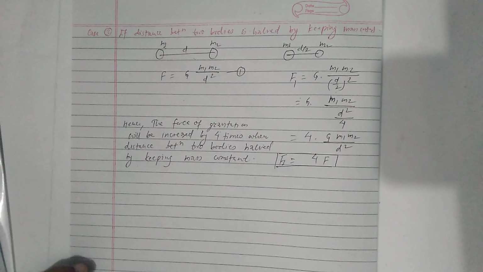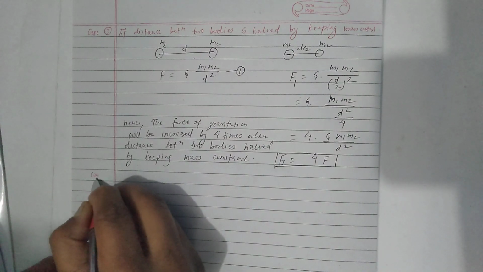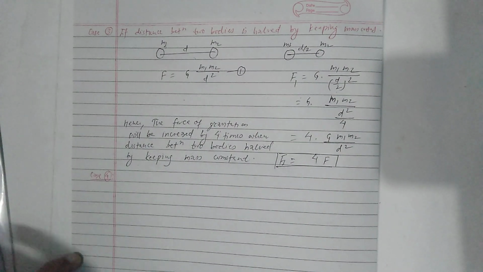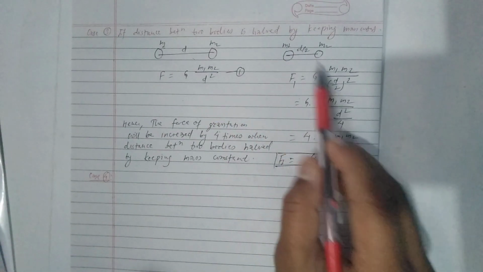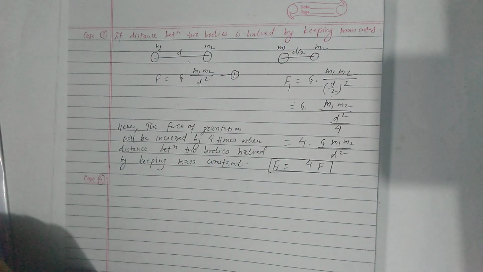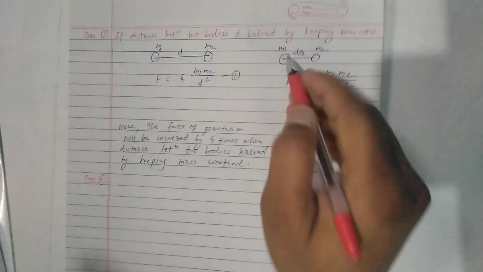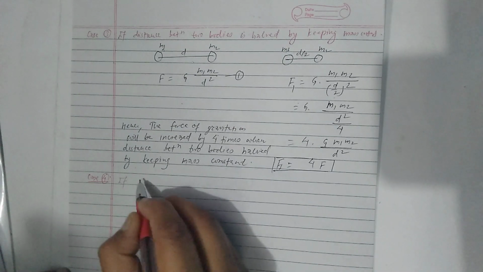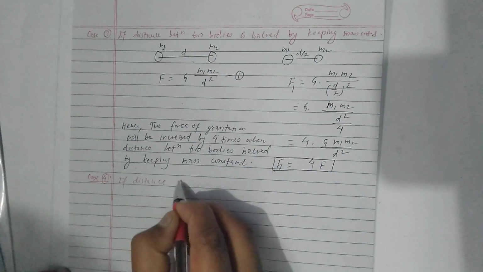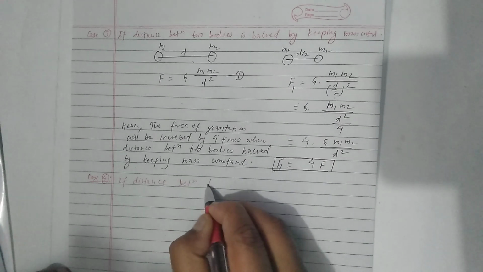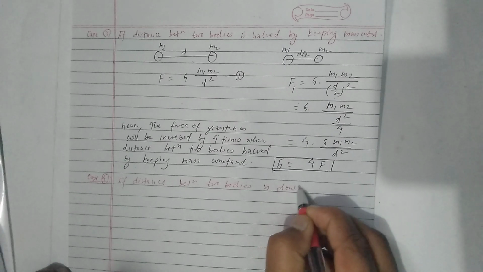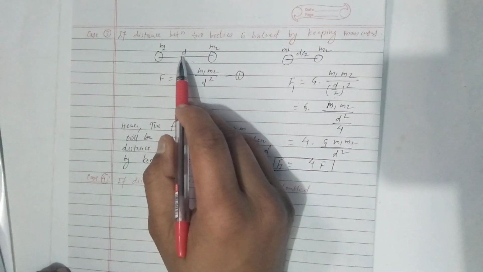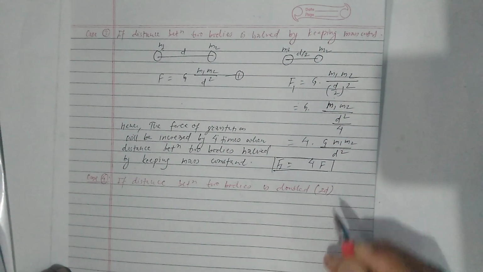Now we have case number 4. Totally we have 4 cases. In the third case we just made the distance half, but in this case we're going to make the distance double. Let's see what the changes will be. If the distance between two bodies is double, it means that in the very first case we have distance d between these two masses, then it will be double, meaning 2 times d.